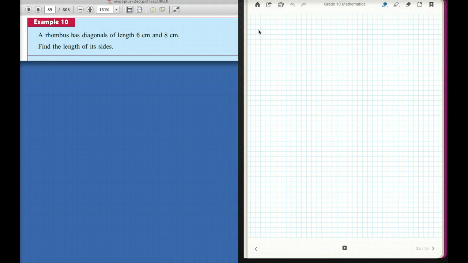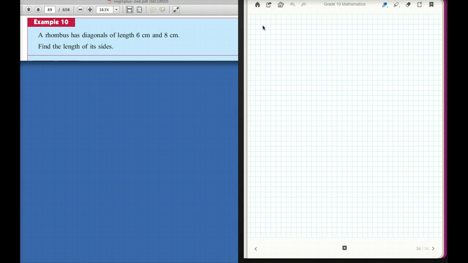Okay, let's take an example from your textbook and see if we can follow these 6 steps that we've just gone through. This is example 10 from section 4C.1. It says a rhombus has diagonals of length 6 centimeters and 8 centimeters. Find the length of its sides.